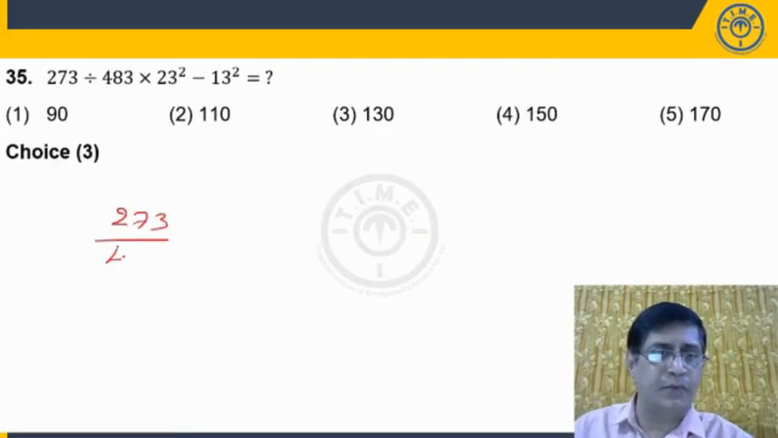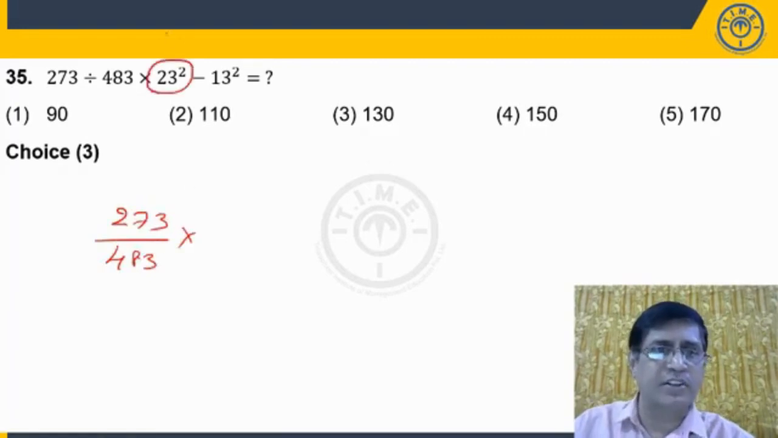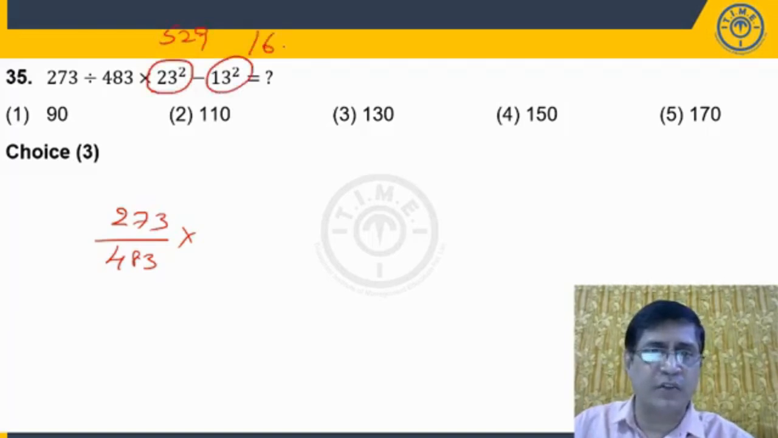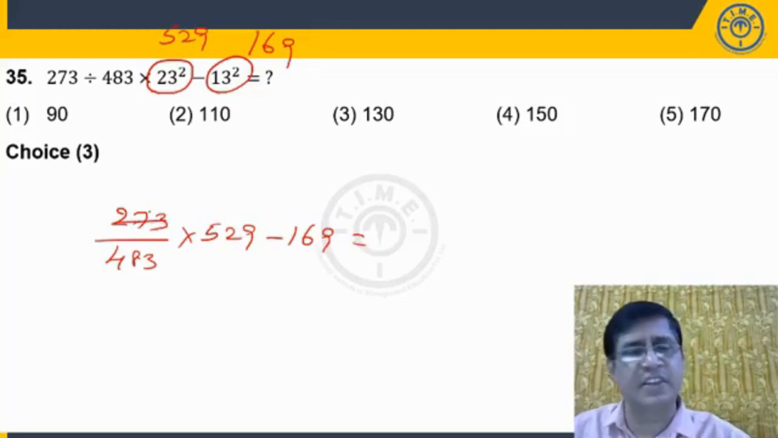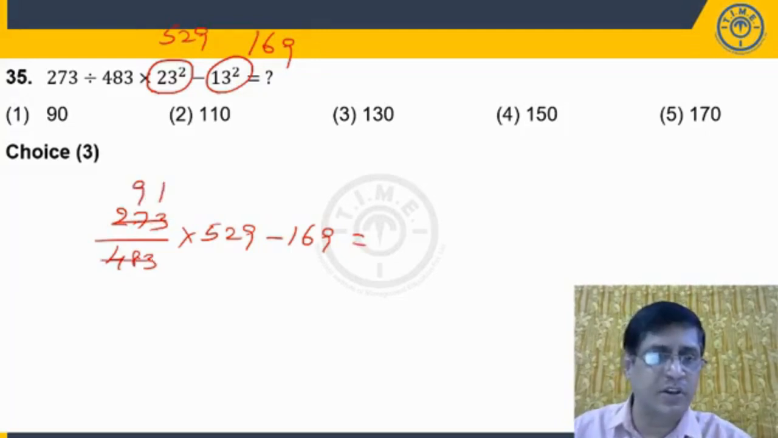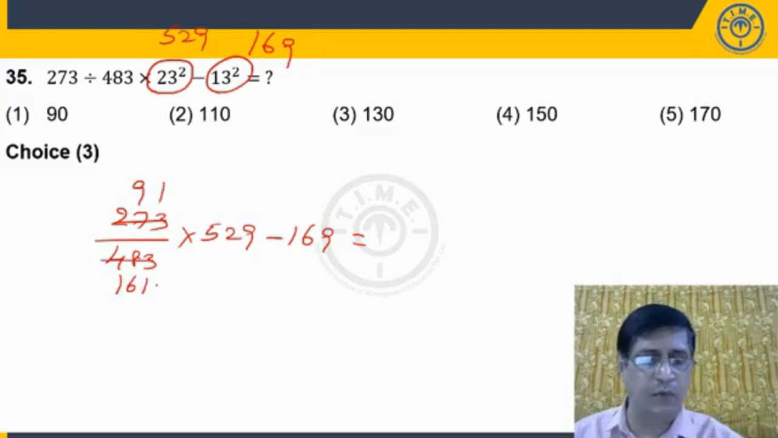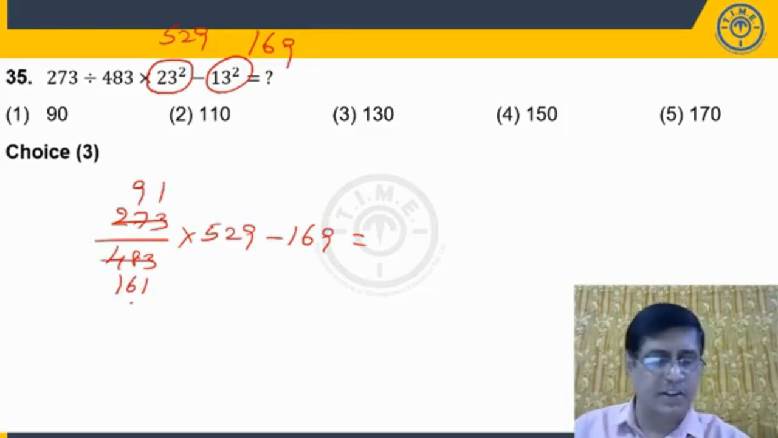273 divided by 483 into 23 square. 23 square, the value is 529, and 13 square, it is 169. So 529 minus 169. Now for the simplification, we can cancel here, divide by 3. 3 goes 91 times. 3 here, 161 times. Now what about the next value here? What is the cancellation? Now you can cancel with 7. 7 goes 13 times.